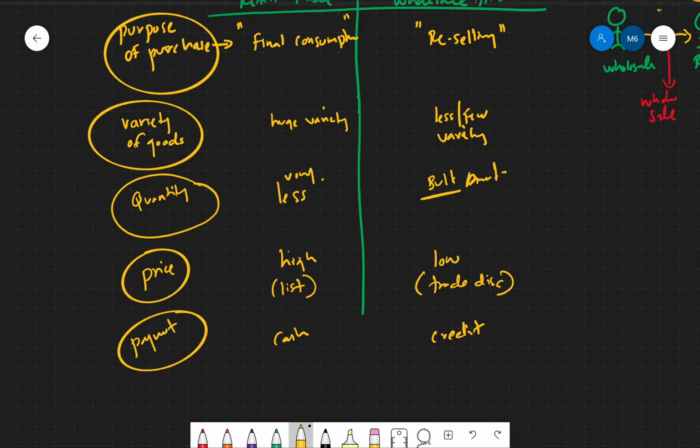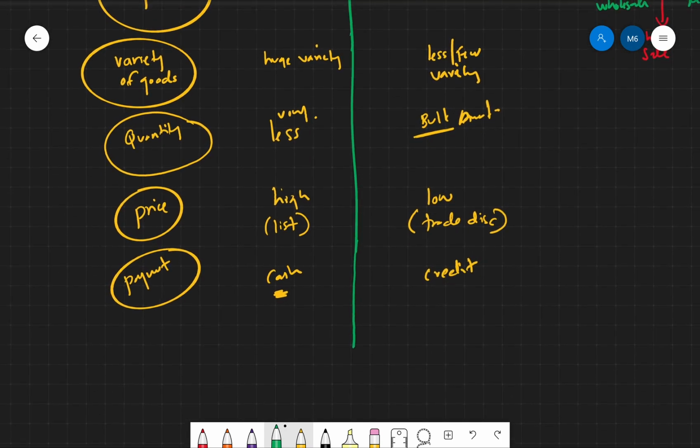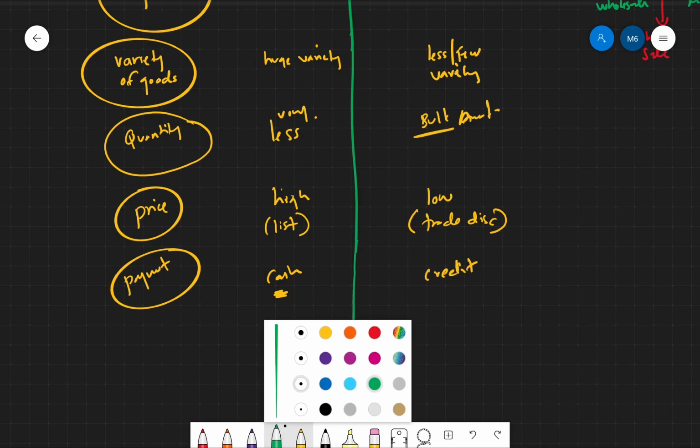That doesn't mean he won't provide for credit, he might. Normally you can see there are retail shops near closer to your house, they provide you for credit, but generally, comparatively, wholesalers will provide for credit because of bulk payment and continuous orders. And let us talk about the relationship that they have with the customers.